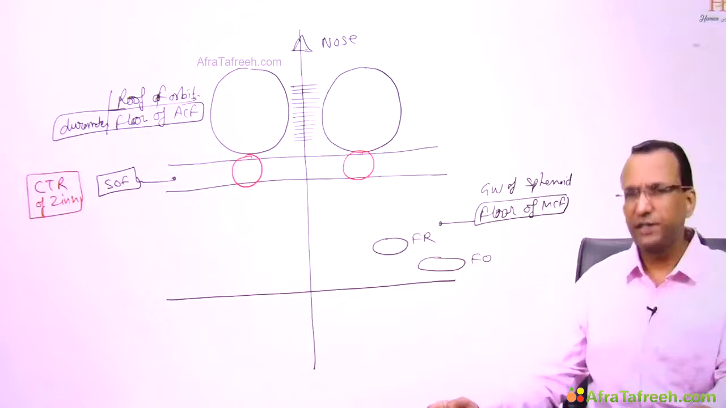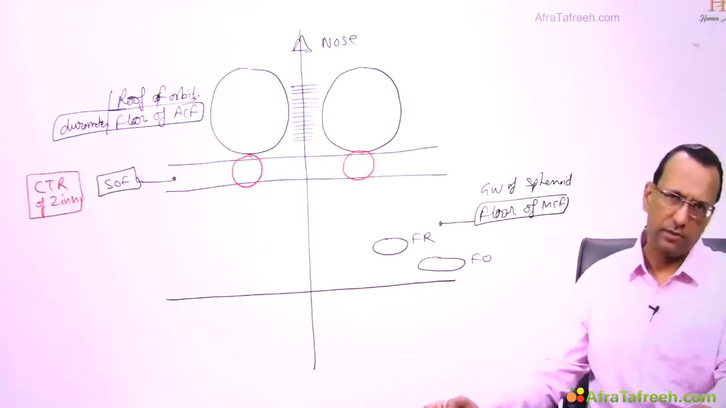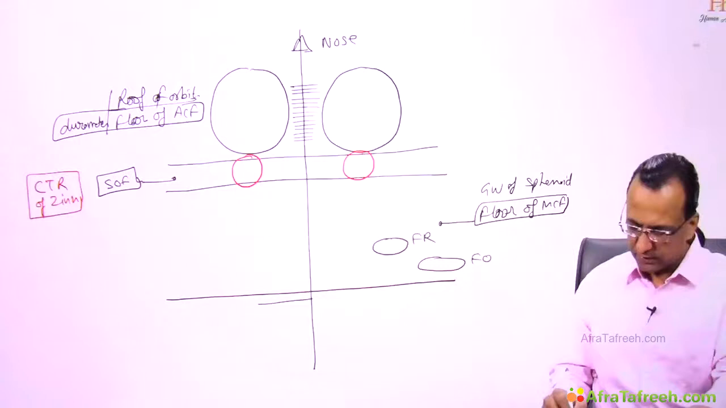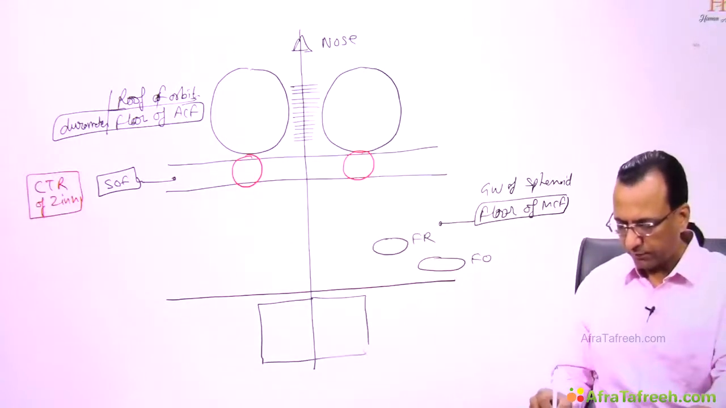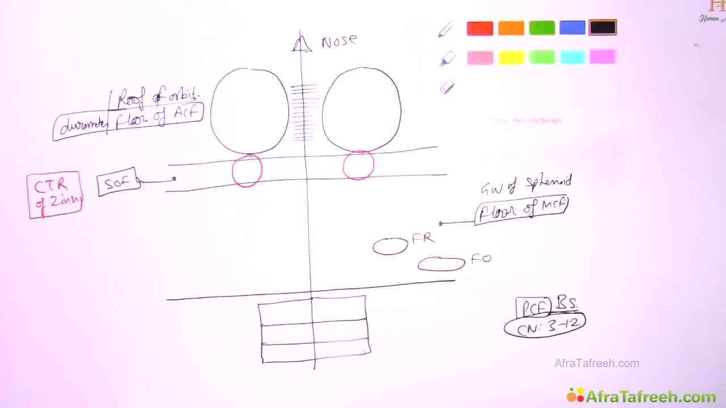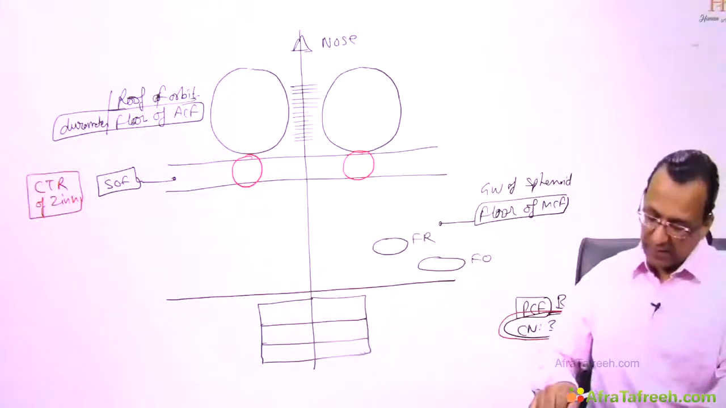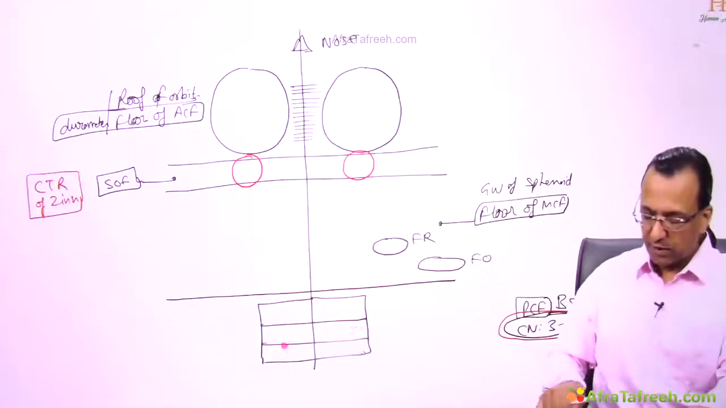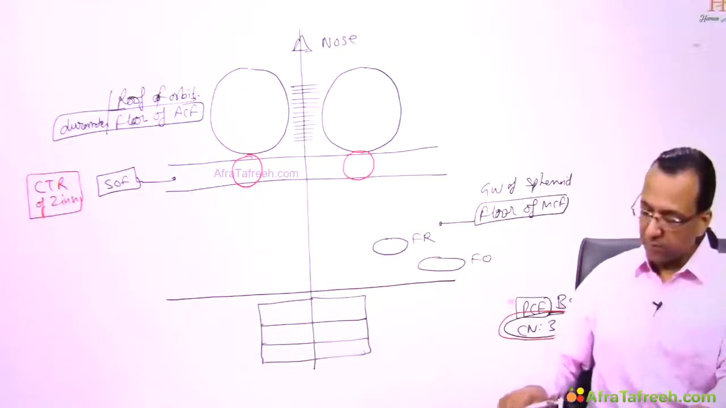Branches of trigeminal. Where is the trigeminal nerve coming from? The brainstem. Where is the brainstem present? Posterior cranial fossa. Then go to the posterior cranial fossa and show the brainstem. The brainstem will give cranial nerves number 3 to 12. Remember, the brainstem has three components: midbrain, followed by pons, followed by the medulla oblongata, and it is present in the posterior cranial fossa.